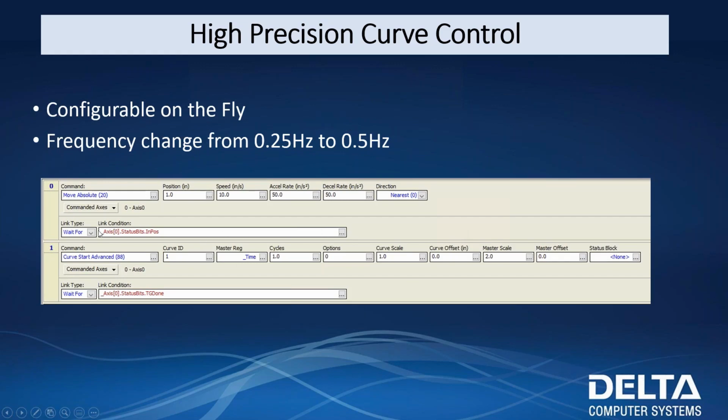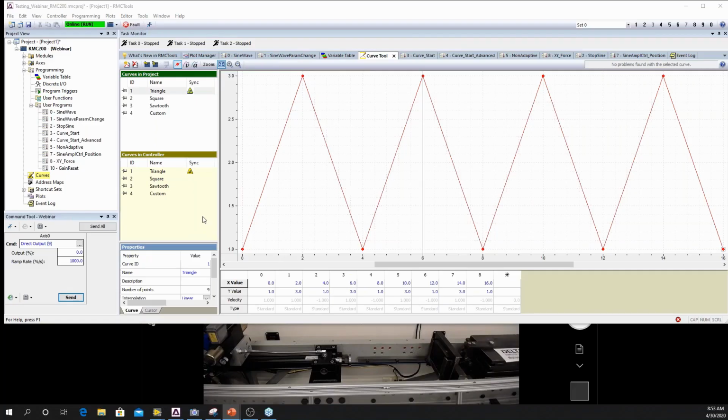What I can do here is, again, go to the beginning of my curve and run a curve start advanced command. This command is really, really neat. We're able to take a standard curve that you have there, and we can basically scale it, right? We can extend the time out, we can run it faster, we can stretch our peaks and valleys. We can do whatever we want here. Let me show you how it's done in RMC Tools.